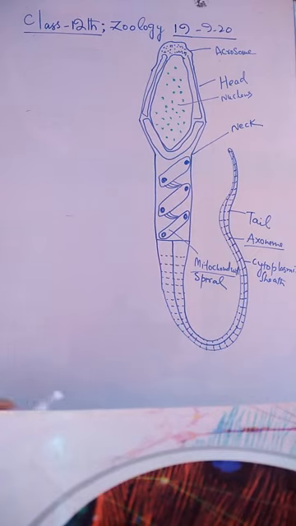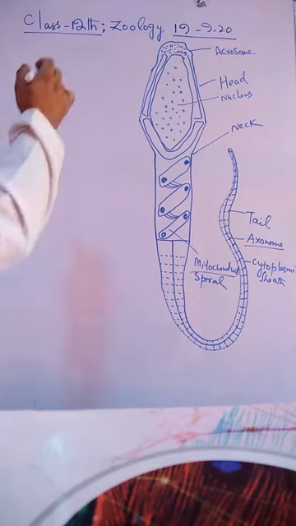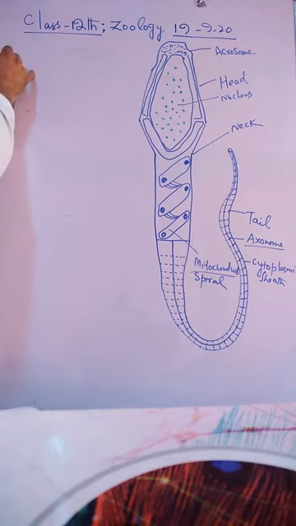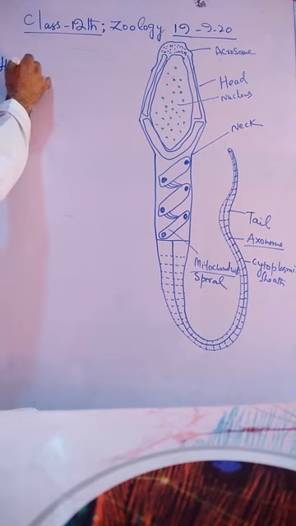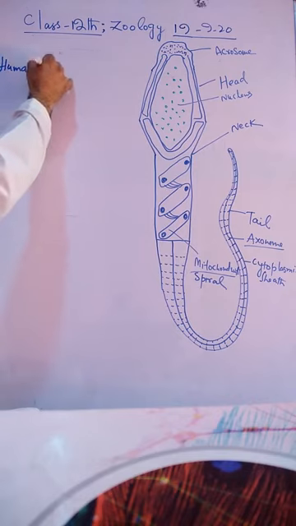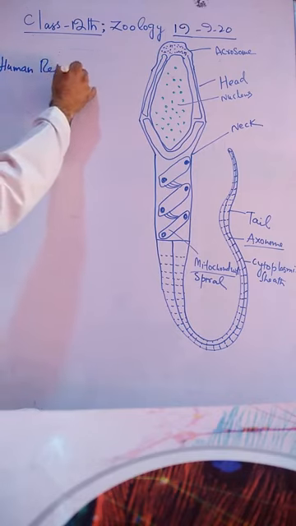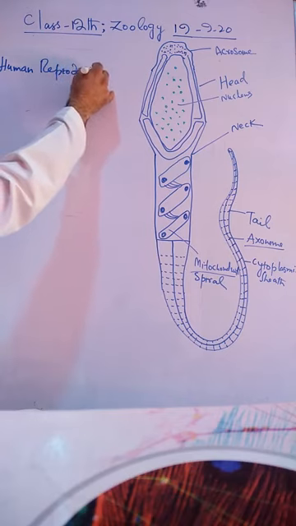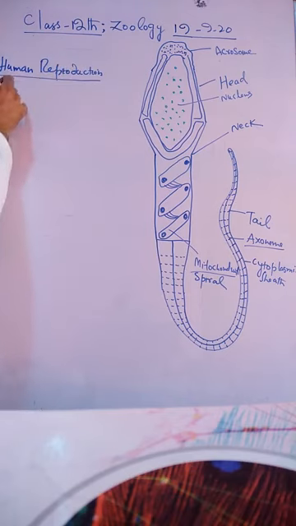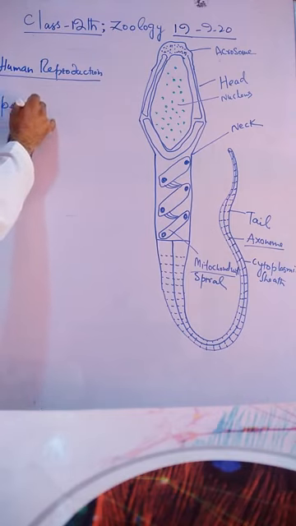The topic which we are going to discuss today is the structure of the human sperm or spermatozoon. The structure of human spermatozoa, or what we call the sperm. We will discuss the structure of sperm today. The structure is in front of you.